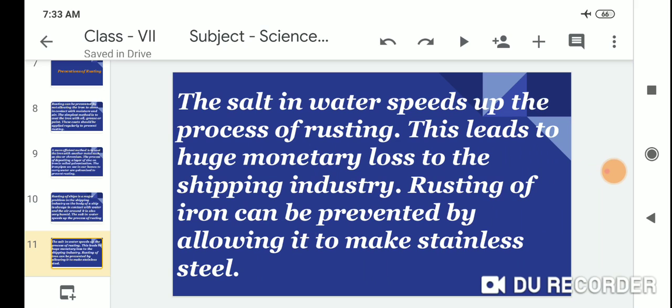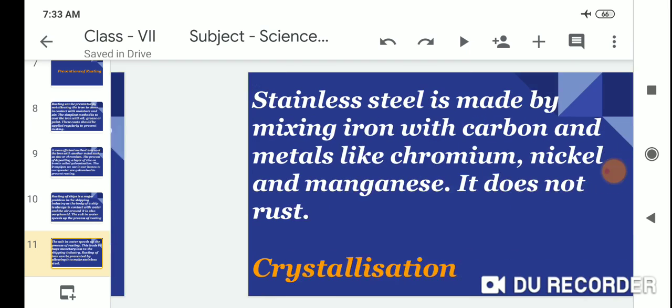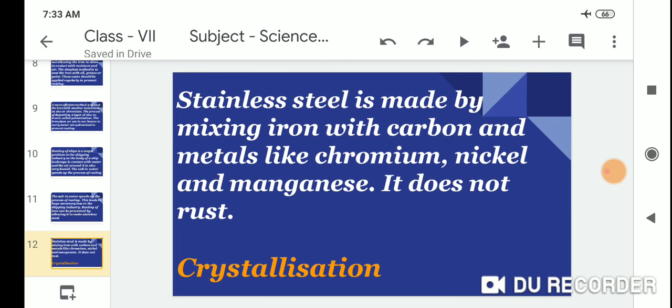Rusting of iron can also be prevented by alloying it to make stainless steel. Stainless steel is made by mixing iron with carbon and metals like chromium, nickel and manganese. It does not rust. The next topic is crystallization.